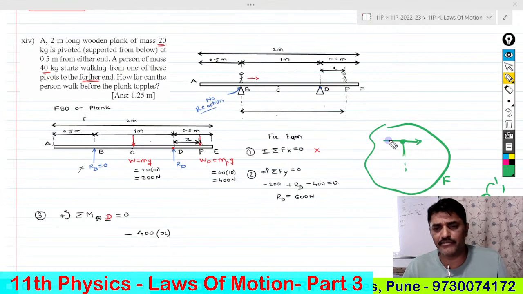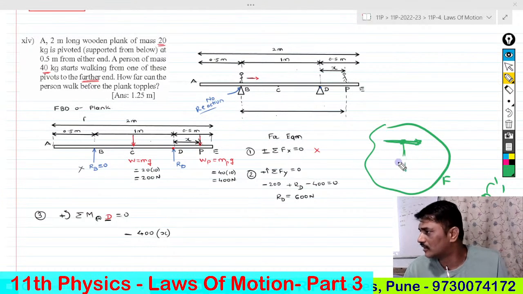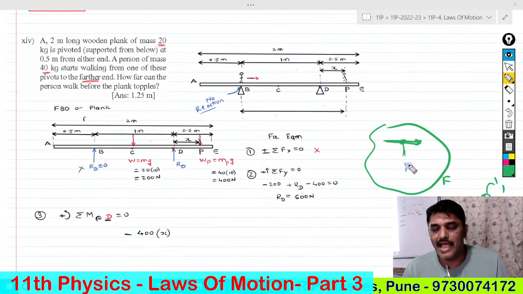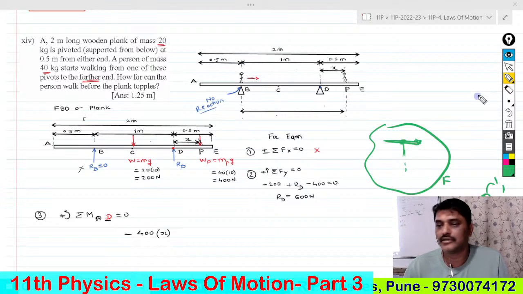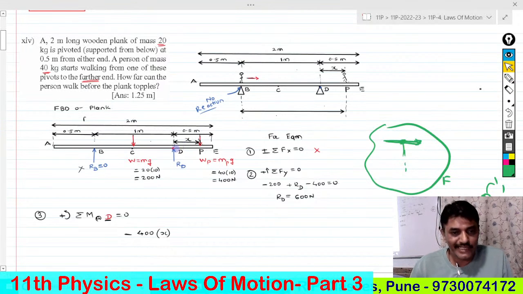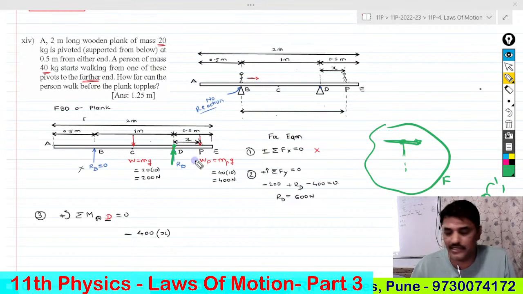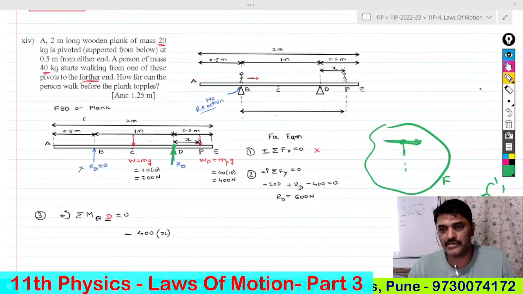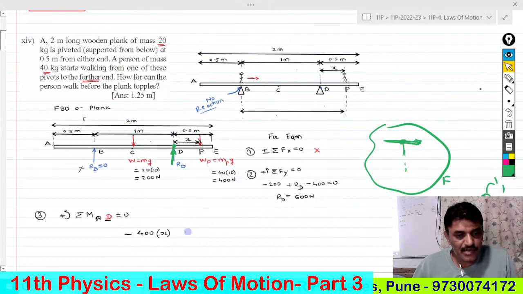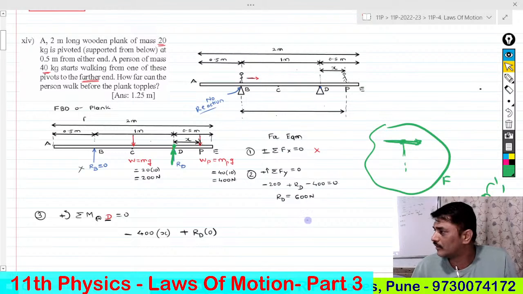It means that whenever the force is passing through the moment center, it will have a 0 moment. So is this force, I repeat my question, is this force passing through this moment center? Yes, it is. So इसका moment क्या आएगा? I'll write plus RD into 0. You see? As simple as that.